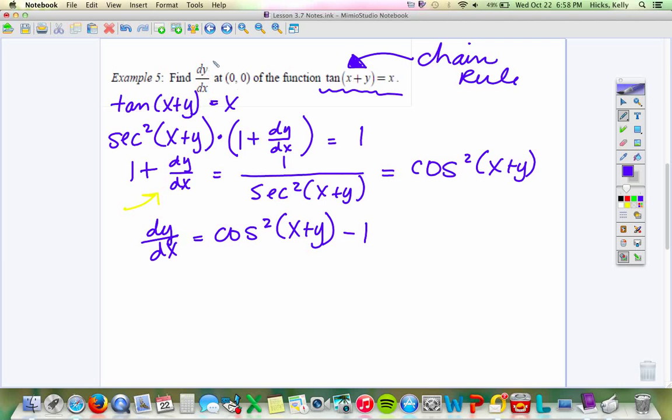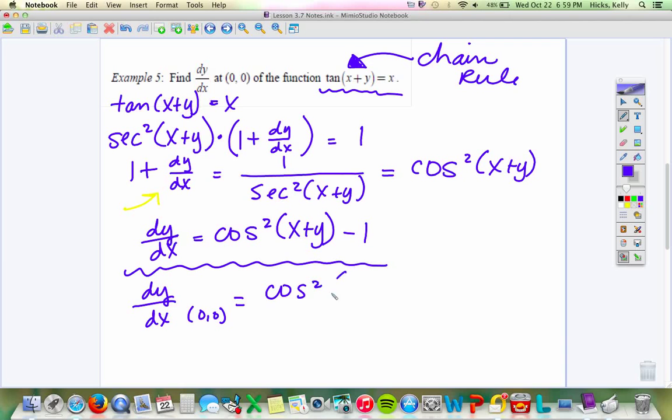And was I told, oh yes, I do need to find, oh no, wait. Well, that's the formula for any point. At any point along this function, this is the slope. So now let's find the actual slope at (0, 0).